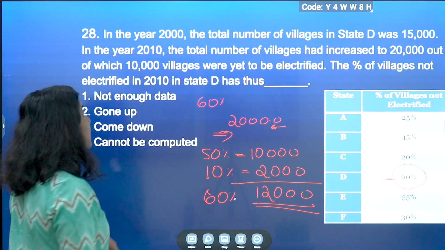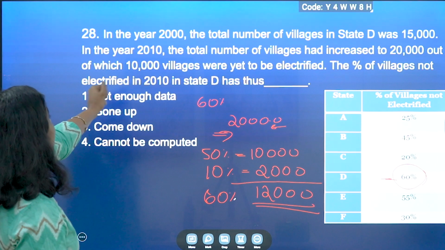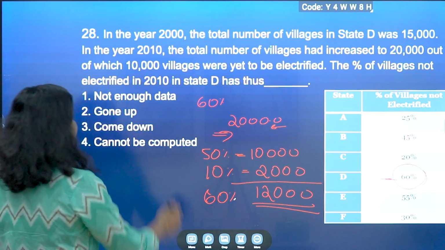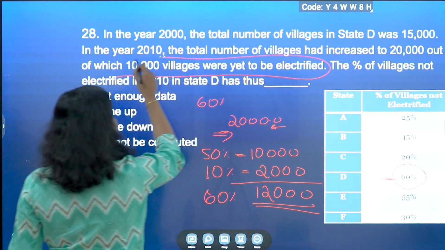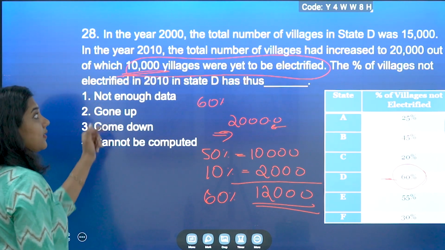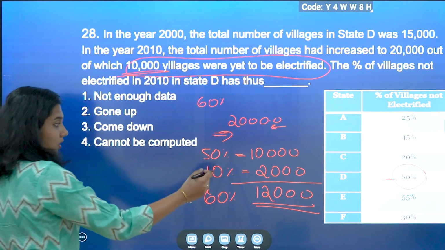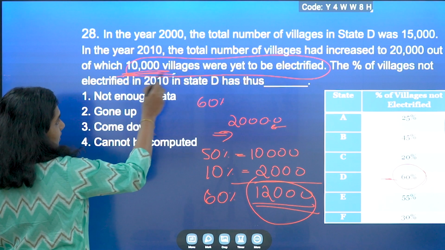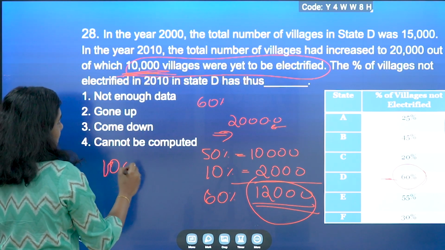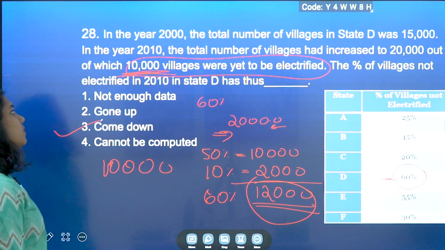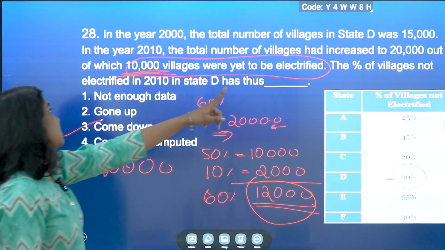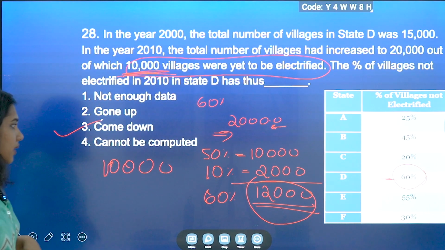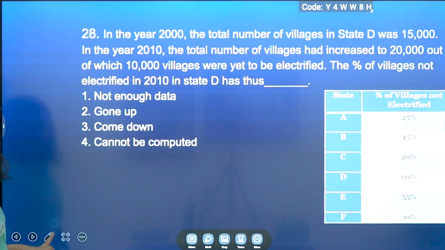But in the question it is given that the total number of villages has increased to 20,000, out of which 10,000 villages were yet to be electrified. So there were only 10,000 villages yet to be electrified, but according to the data it should have been 12,000. So it came down to 10,000, right? So option 3, came down, is the answer. The percentage of villages not electrified in 2010 in state D has thus come down. Moving on to the next question.